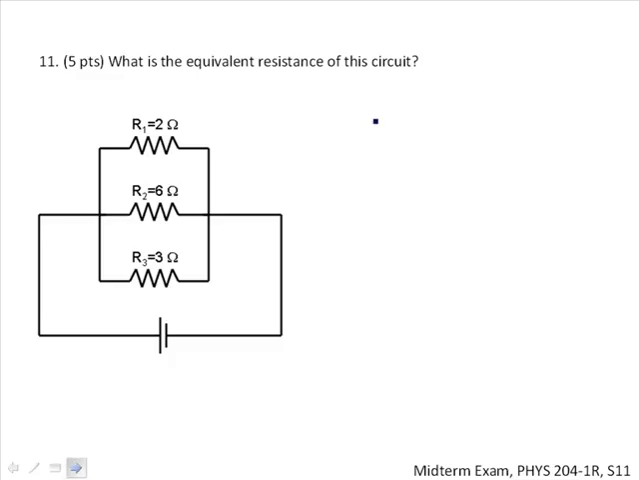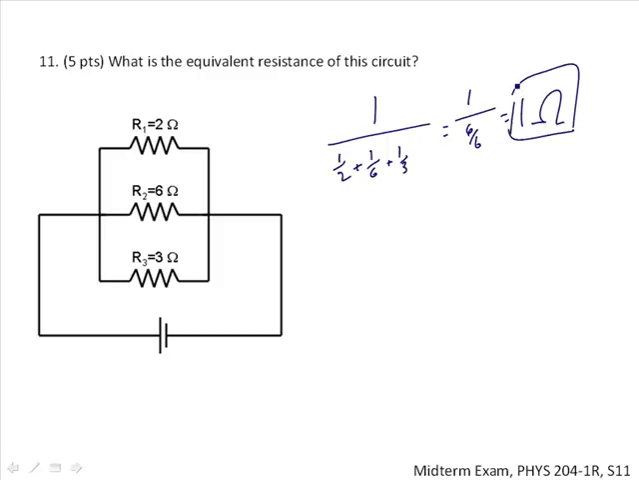Alright, what is the equivalent? It's pretty simple. 1 over 2 plus 1 over 6 plus 1 over 3. That's equal to 1 over, let's see, 3, 6, 4, 6, 6, 6. Of course, equal to 1 ohm. Most people got that.